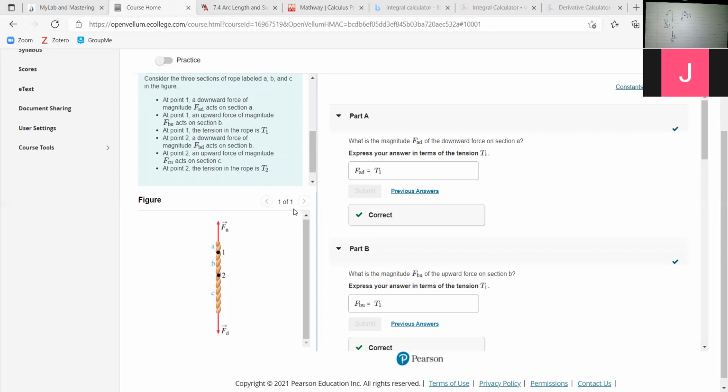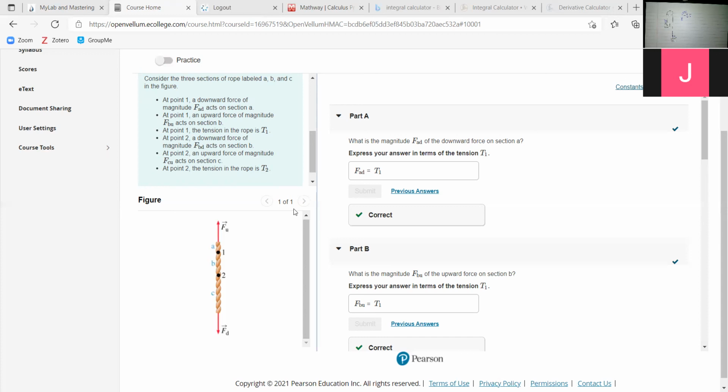At point 1, the tension in the rope is T1. At point 2, a downward force of magnitude FBD acts on section B. At point 2, an upward force of magnitude FCU acts on section C. And at point 2, the tension of the rope is T2. All right, so what is the magnitude FAD?